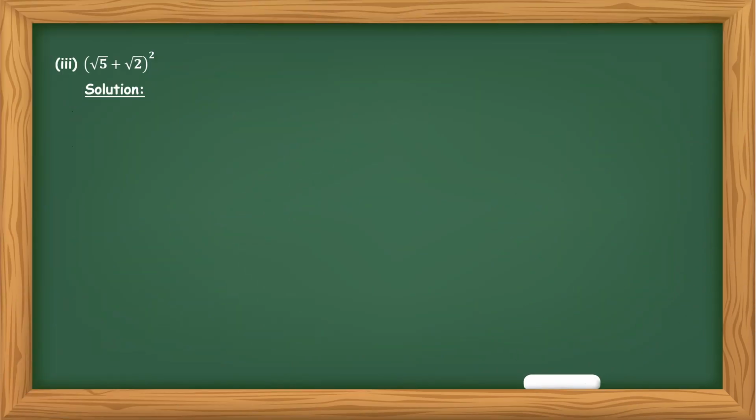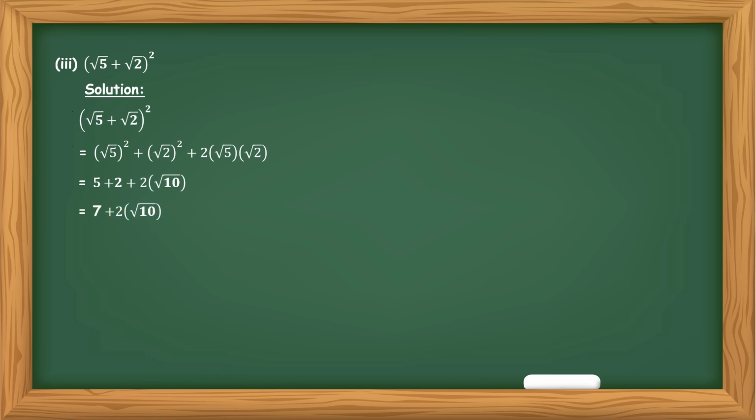The third question is root 5 plus root 2 the whole square. So this is the a plus b the whole square formula. So a square plus b square plus 2 into ab. So now root 5 the whole square is 5. Root 2 the whole square is 2. And root 5 into root 2 is root 10. And 2 into root 10 you have got. So 5 plus 2 is 7. 7 plus 2 root 10.